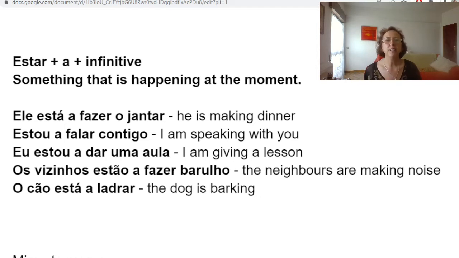Now this is one peculiarity here. We don't really do this with any other verbs. We don't really use this a. I think in Spanish they use it quite a lot, but we only use it for the verb estar plus infinitive. So when we're talking about the present continuous.